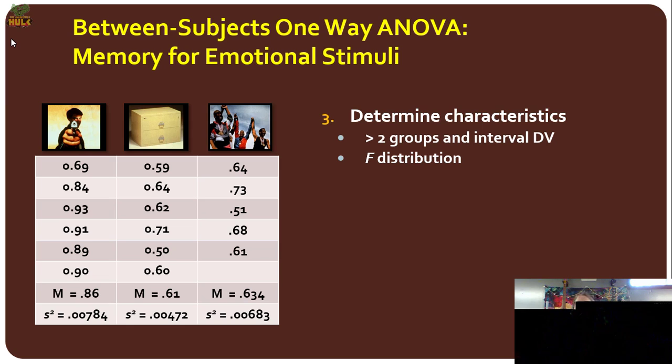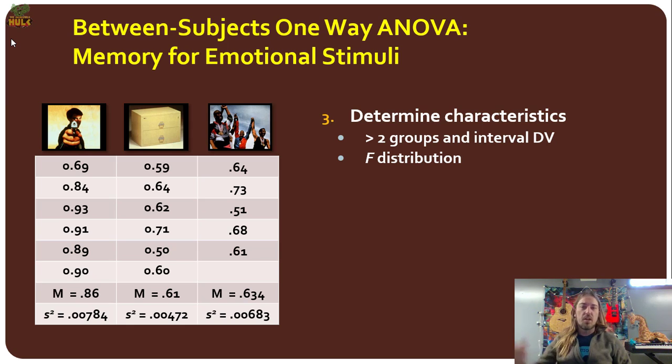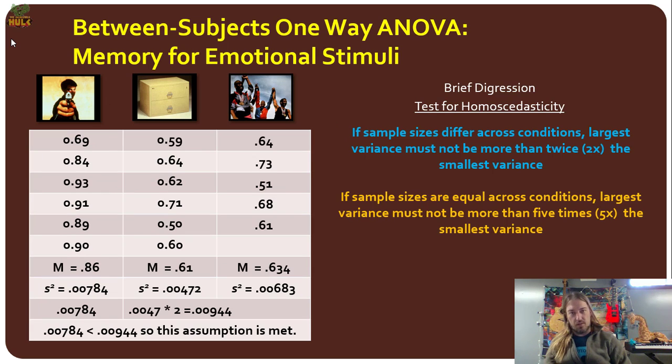So for our negative there, we do 0.69 minus 0.86. We do that for all those raw scores. Then we square up those deviations, divide by n minus 1, and that gives us our variance. Do it for each of those individual groups, and you get a variance for each of those 3 groups. Those variances then can be used for our homoscedasticity test.